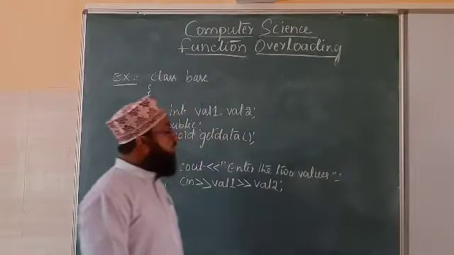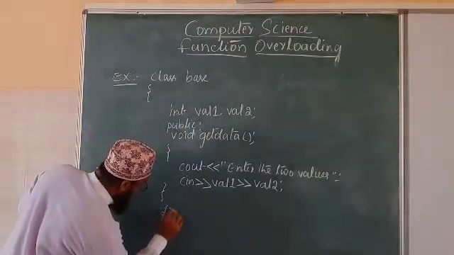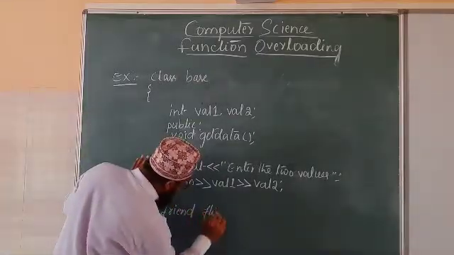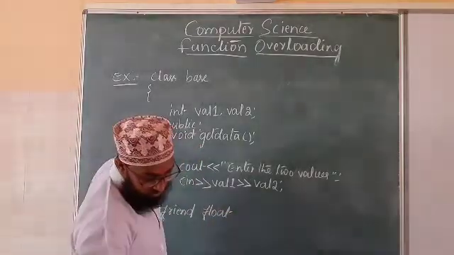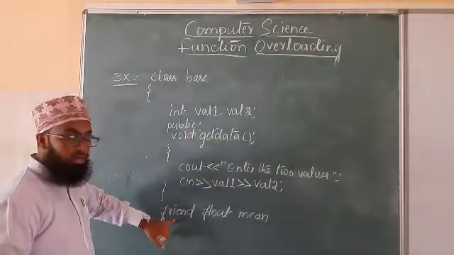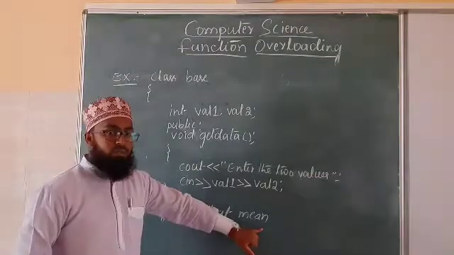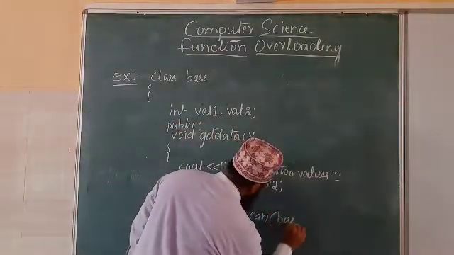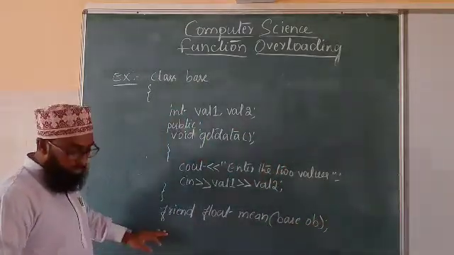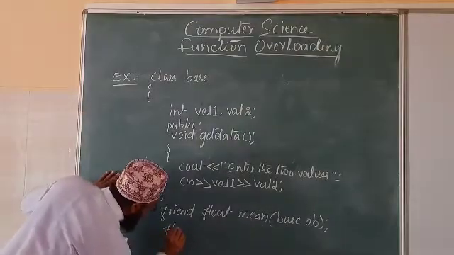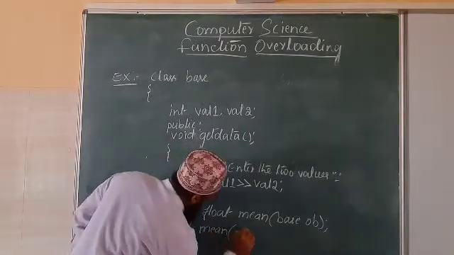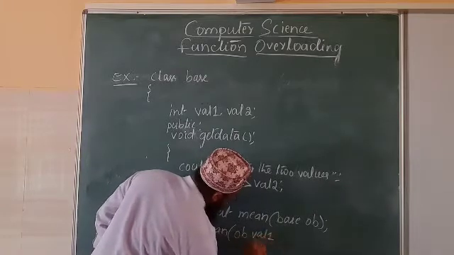Okay, so define here friend. Define it like this: friend, float, then mean. See, friend, then return type, then function. After that, base OB. Take it as base OB. After this base, now write float mean, write the function mean OB dot value 1. Okay, OB dot value 1.